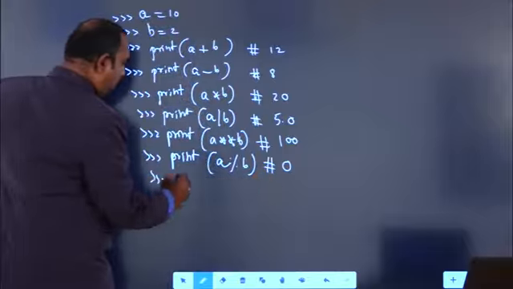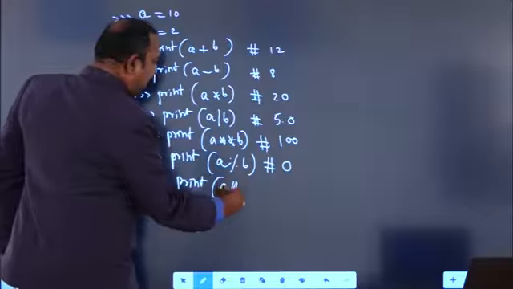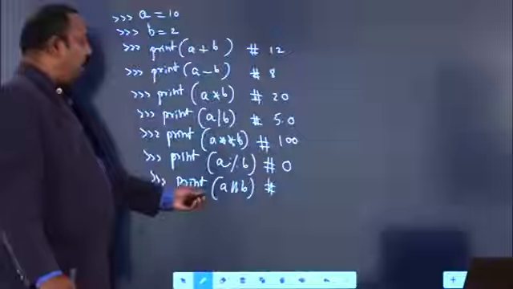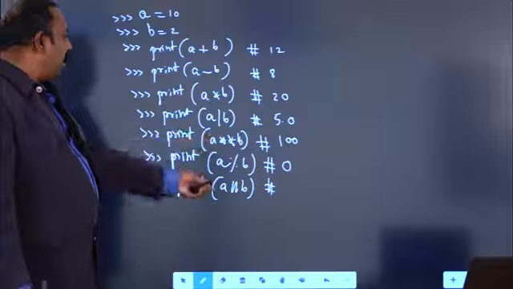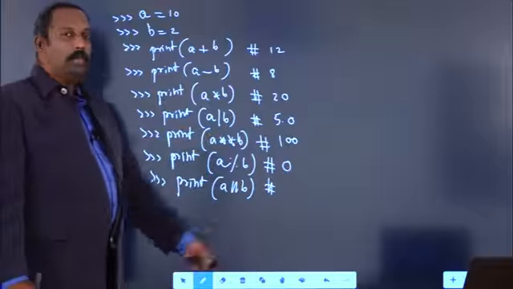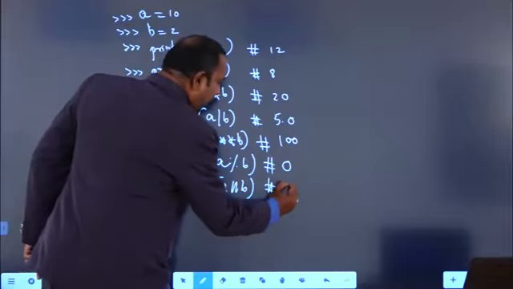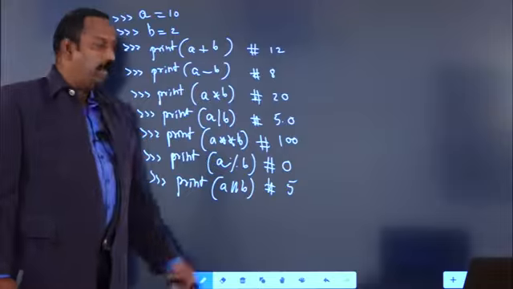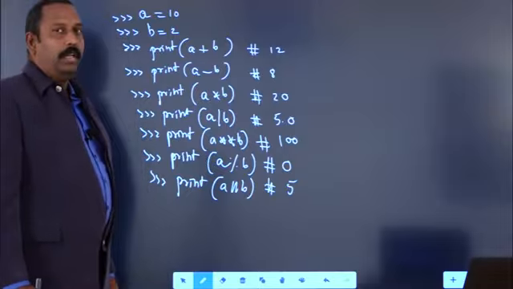Suppose I write print a double slash b. A double slash b is nothing but a floor division. The a value is 10, b value is 2, 10 floor division 2, you will get the value 5. You get 5 because a is an integer and b is also an integer. That's why we got the output 5 only.